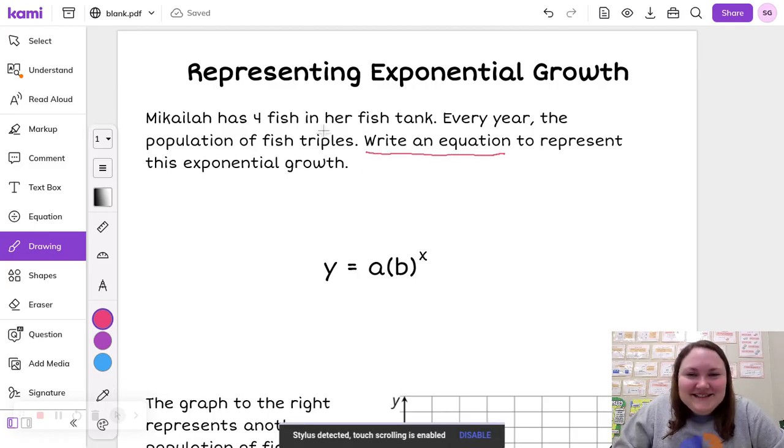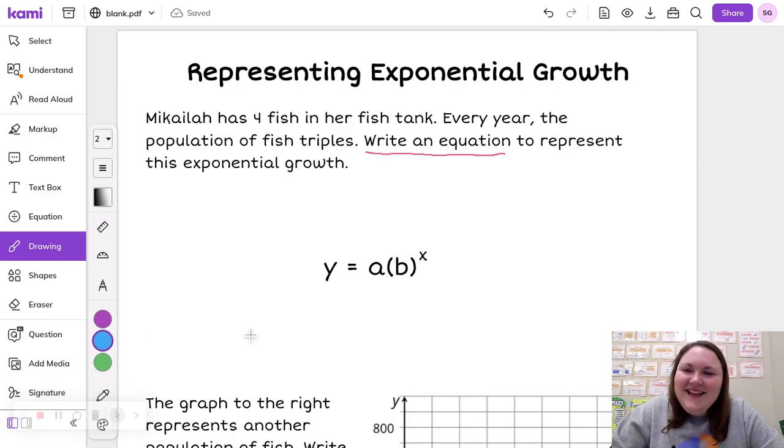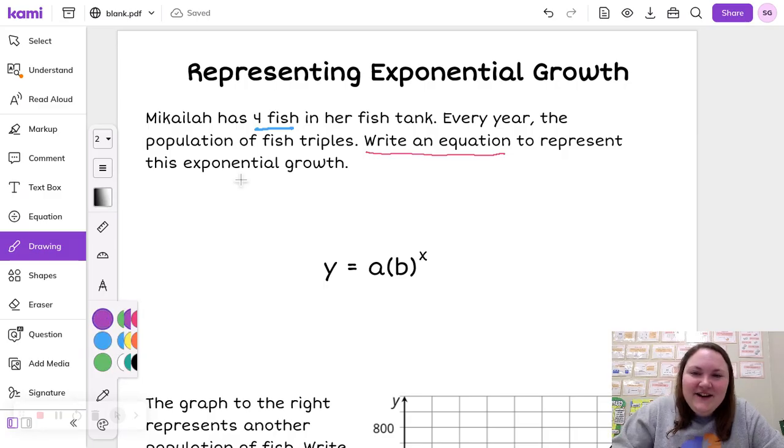Go ahead and, because this is a review, pause the video here, try this problem, and then come back to see how you did. In this story, we've got Michaela and her group of fish. It tells us that she is starting with 4 fish, and that every year that population of fish triples. And we've talked about this word triples means you're multiplying it not by 4, by 3.